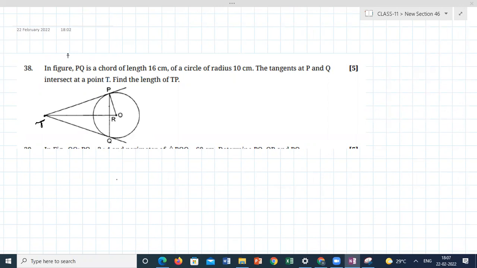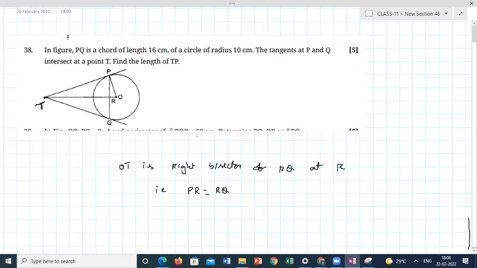Yeah, this question we already proved in the previous question. OT is the right bisector of PQ at R. That is PR is equal to RQ. So first find out the PR value. How we can find out? They gave the length of the chord is 16 centimeter. So PQ is equal to 16 centimeter. If it is bisecting, PR is equal to RQ is equal to 8 centimeter.